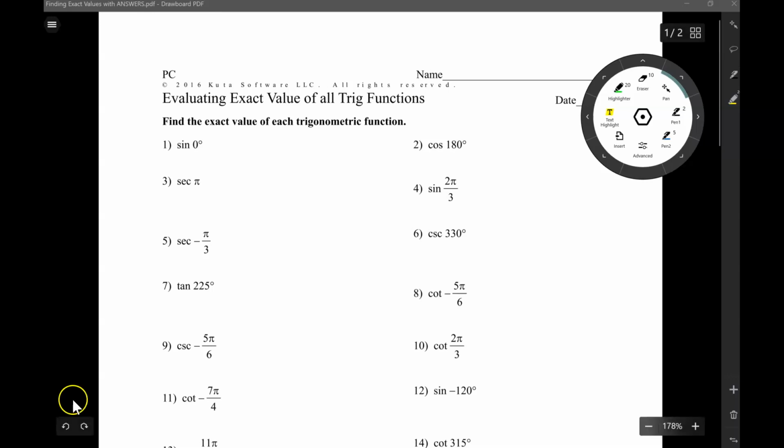So this is a quick video to run through the practice sheet, the practice for the quiz on Thursday. I'm just using my knowledge of the unit circle to evaluate all these trig functions.